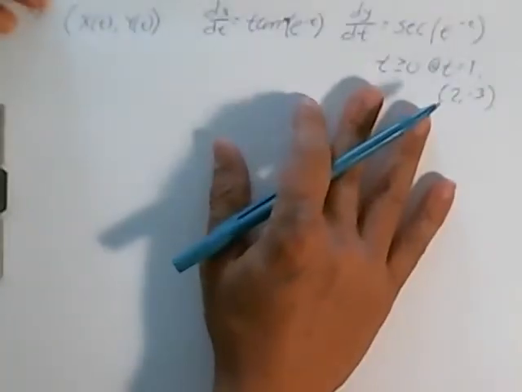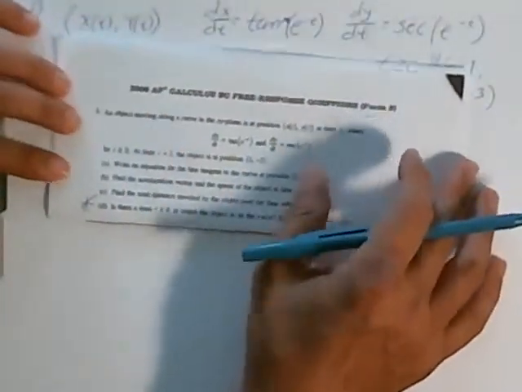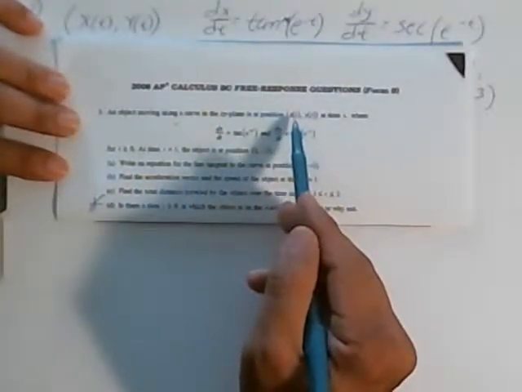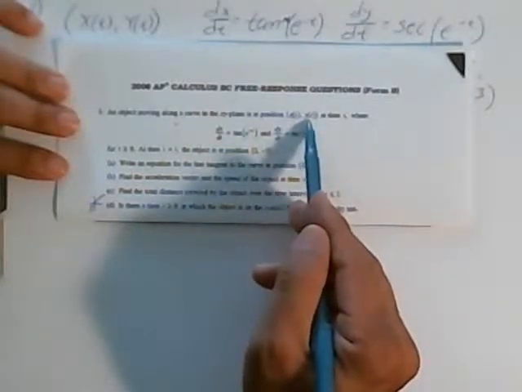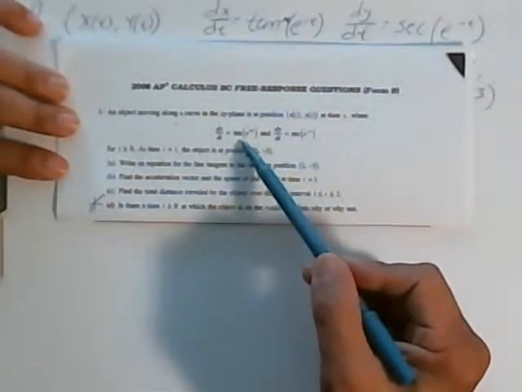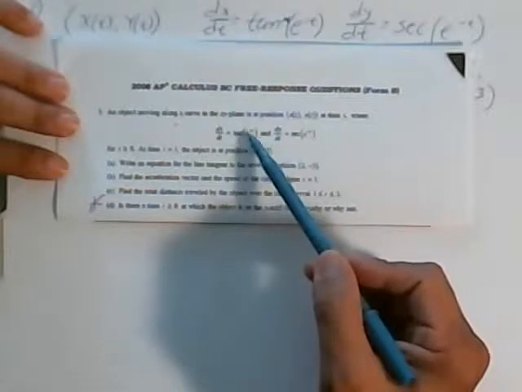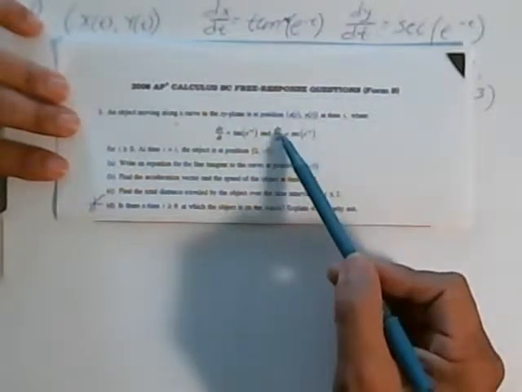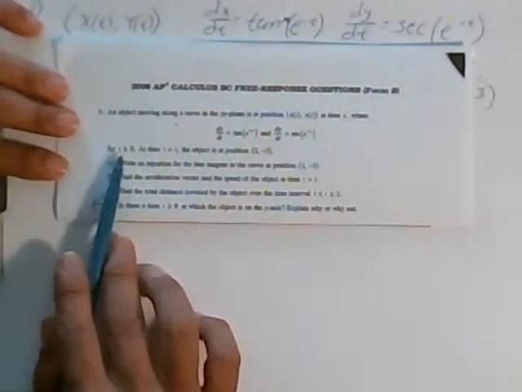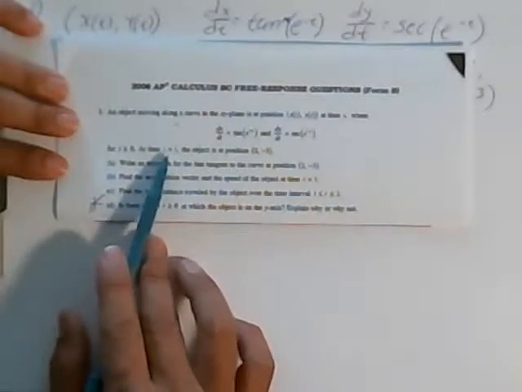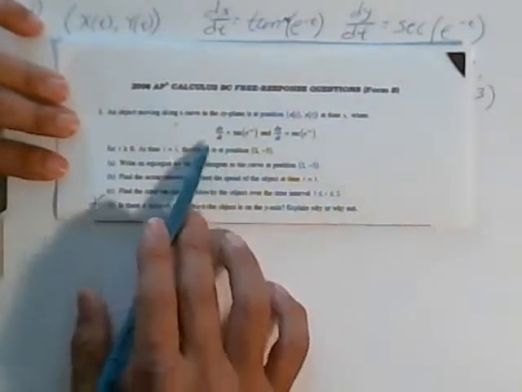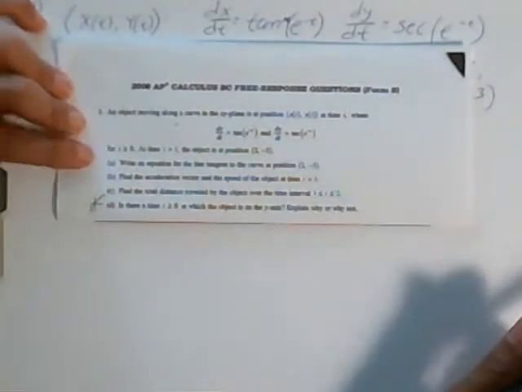So the question looks something like this. It says an object moving along a curve in the xy plane is parametrically stated, x as a function of time and y as a function of time. At time t, dx/dt, that's x prime, is the tangent of e to the negative t power, and dy/dt, the instantaneous change of y with respect to time, is the secant of e to the negative t. For time t greater than or equal to 0, at time t equals 1, the position is (2, -3). So you're probably going to need all of this information sometime during the process.